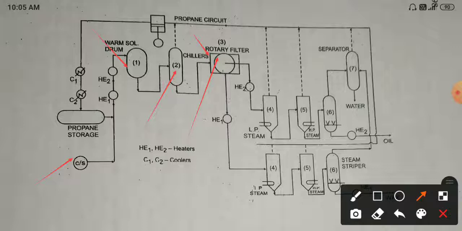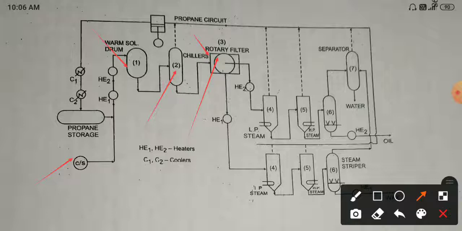The second one: the charged solution is now chilled in a series of chillers, part 2, by the evaporation of propane at a controlled rate till the filtering temperature is achieved. The chilling aids in the crystallization of wax, and these crystals remain suspended in a propane oil solution.